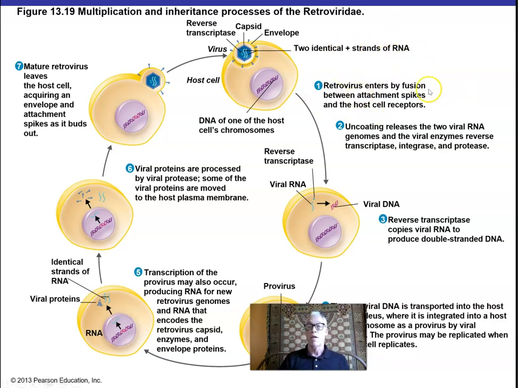So we know that animal cells have RNA polymerases that can transcribe RNA from DNA. They have DNA polymerases that can make copies of DNA from DNA. But this enzyme is unique. It can make DNA from RNA. That's the reverse of what happens in animal cells.